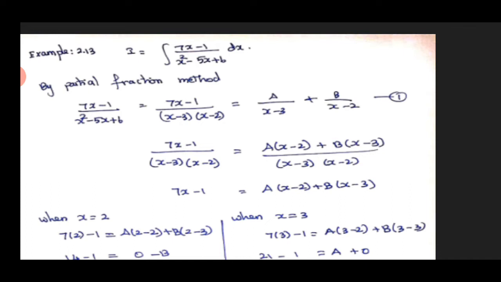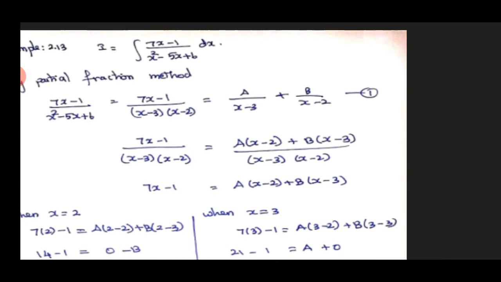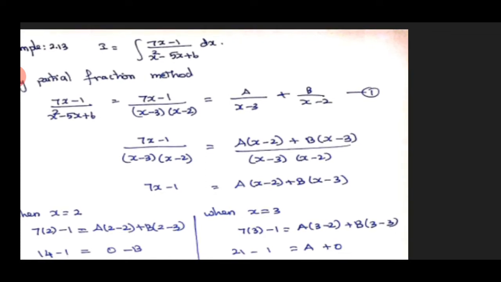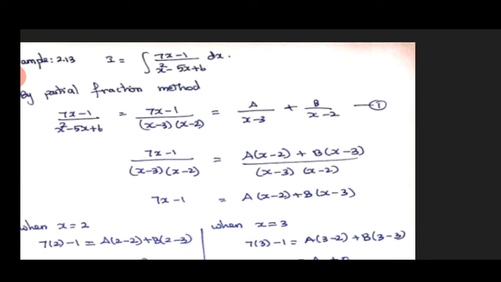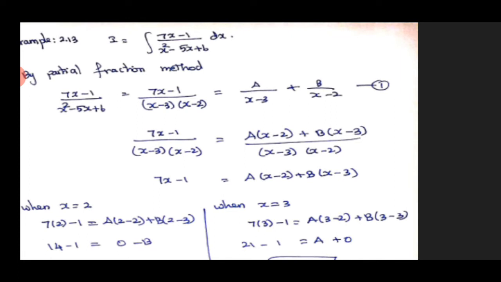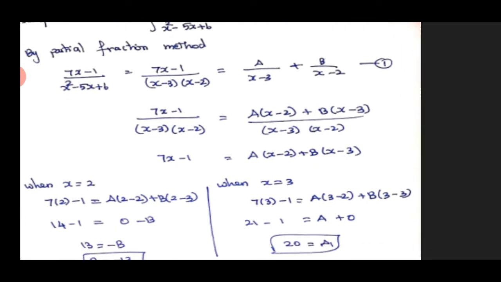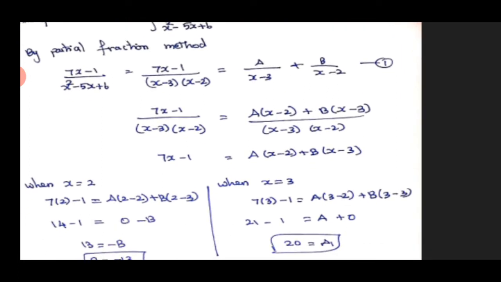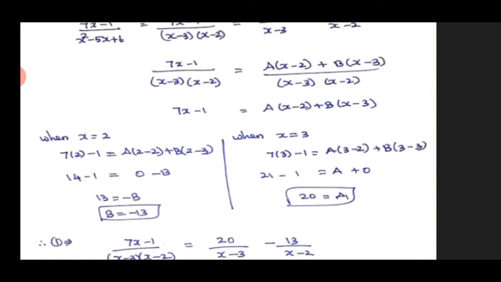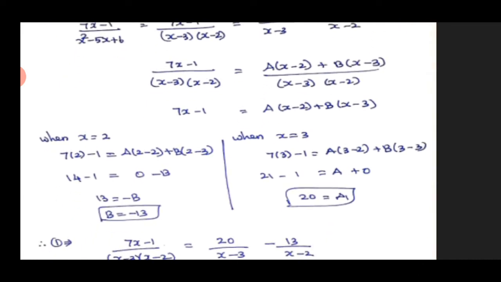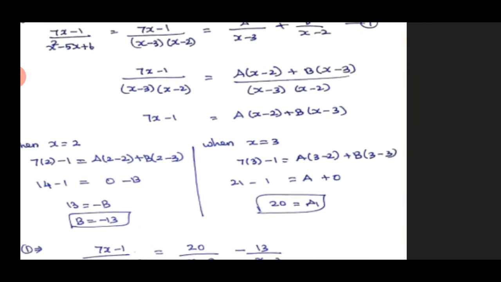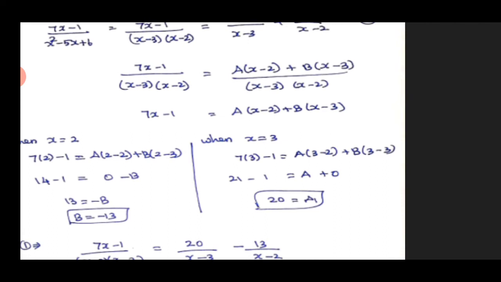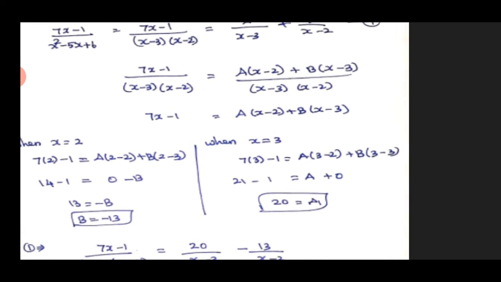Now, as you know, a by (x minus 3) plus b by (x minus 2). This stuff we all know how to do. Now cross multiply, take LCM. So take x minus 2 and multiply with a. So a into (x minus 2) plus b into (x minus 3), the whole divided by (x minus 3) into (x minus 2). In this step, the denominators are the same, so they get cancelled. So equate the numerators. So 7x minus 1 equal to a into (x minus 2) plus b into (x minus 3). Now our target is to find the value of a and b.